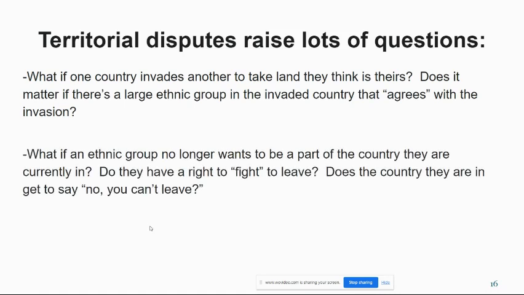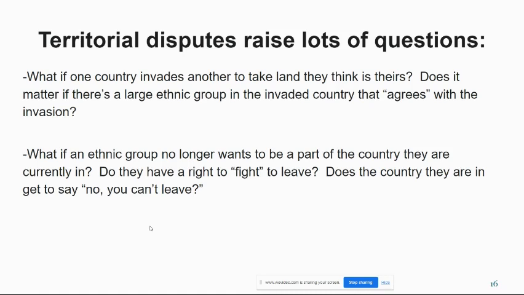What if an ethnic group no longer wants to be part of a country that they're currently part of? Do they have the right to fight to leave? We call this secession. For example, South Sudan, the newest country as of 2011, seceded from the state of Sudan. Part of it was that the southern portion of Sudan saw themselves as ethnically, economically very different from the rest of Sudan. Do they have the right to leave? In this case, they won their independence.